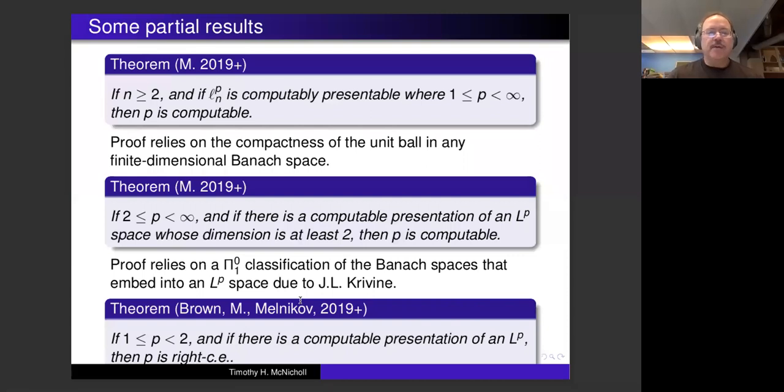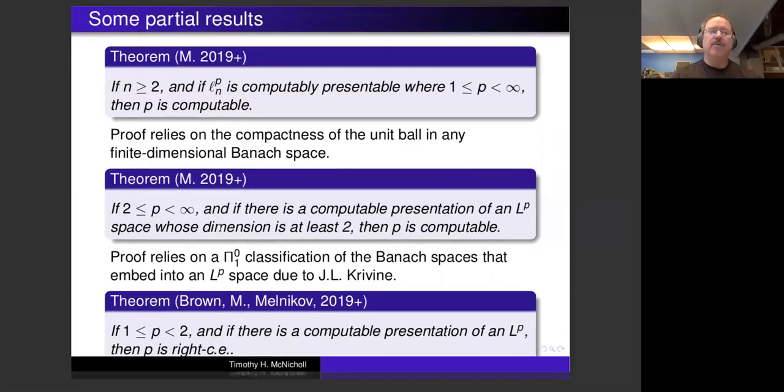So let's move up to infinite dimensional cases, where we no longer have a compact unit ball. What can we do? Well, if p is at least 2, then again, the obvious answer is right. That is, if there's a computable presentation of a space whose dimension is at least 2, then p has to be computable. This time, again, we can't use the compactness of the unit ball. So we use what's essentially a Pi^0_1 classification of Banach spaces that embed into an L^p space, due to Krivine. He didn't call it a Pi^0_1 classification, but that's really what it is. He gives an infinite list of norm inequalities so that the Banach spaces that satisfy all of those norm inequalities are precisely the Banach spaces that embed into an L^p space.